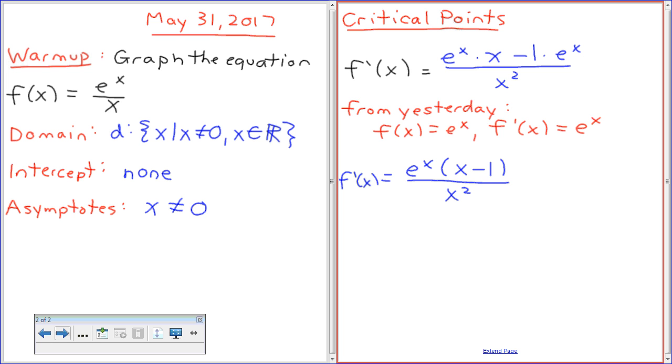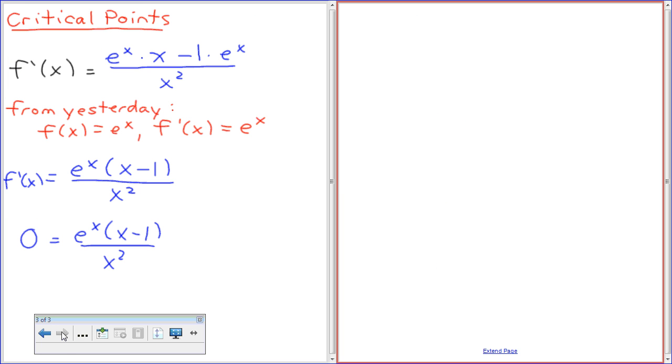Right, okay, so when I want to set this equal to 0, what do I care about only? What's the only thing I need to worry about for 0? Yeah, the numerator. So all I need to solve here is 0 equals e to the x, x minus 1 over x squared. We'll go to the next board, which means that 0 is equal to e to the x times x minus 1.